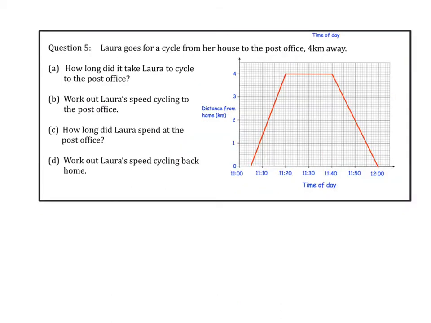So here's another distance time graph, but it's slightly different. Let's have a look. Laura goes for a cycle from her house to the post office 4 kilometres away. So the post office is there.